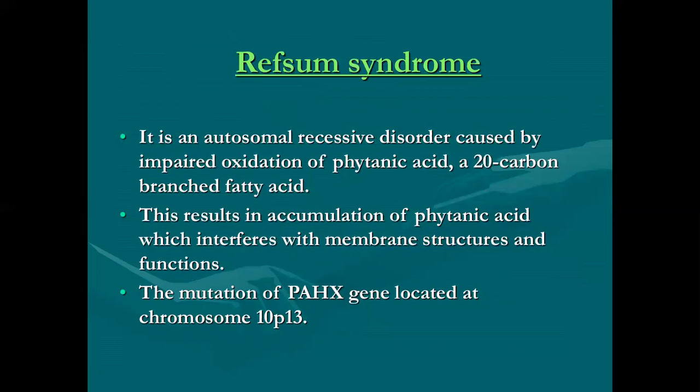Refsum syndrome is inherited as an autosomal recessive disorder, and it is caused by impaired oxidation of phytanic acid, a 20-carbon branched fatty acid. This results in accumulation of phytanic acid, which interferes with membrane structures and functions. The mutation of the PAHX gene is located at chromosome 10p13.